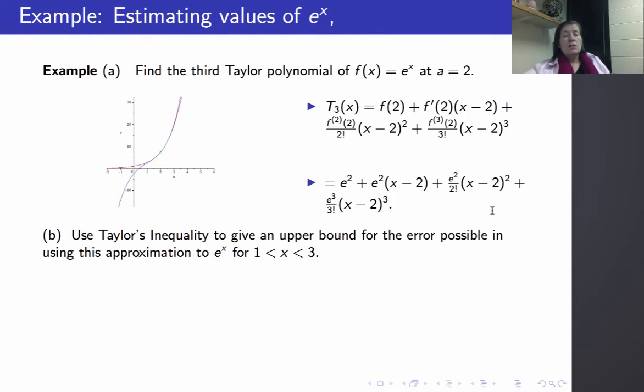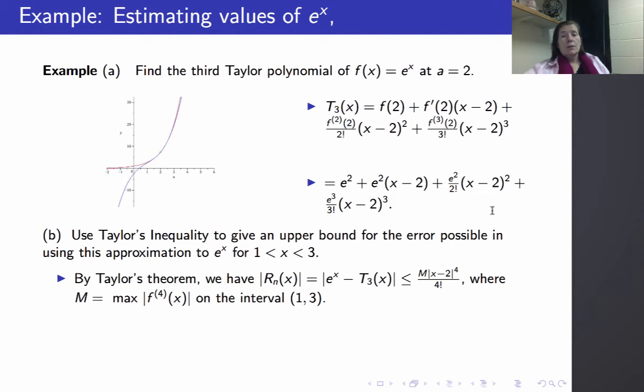Our next question is, could we have some estimate or an upper bound for the error we might make if we use this approximation for values of x between 1 and 3? And notice 2 is right in the middle of that interval. Well, here's where Taylor's theorem comes in.